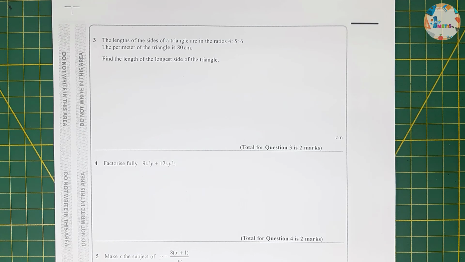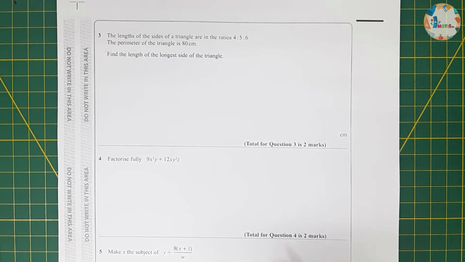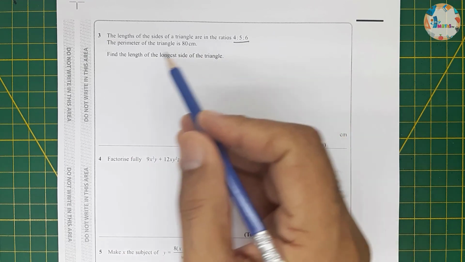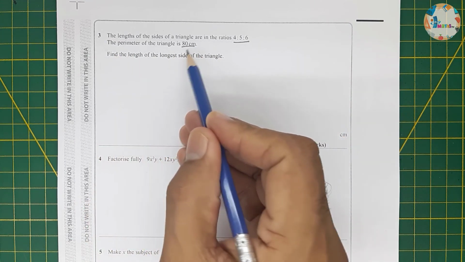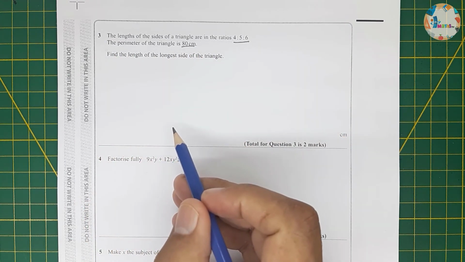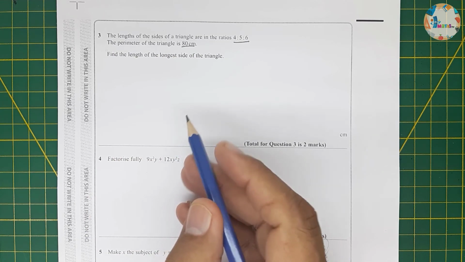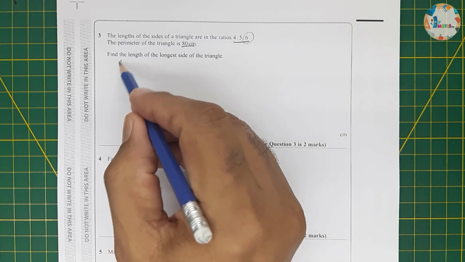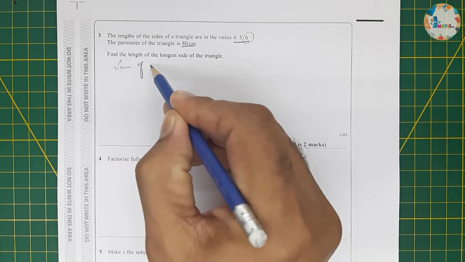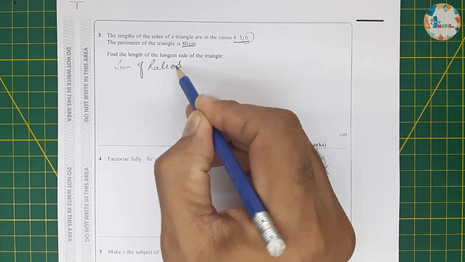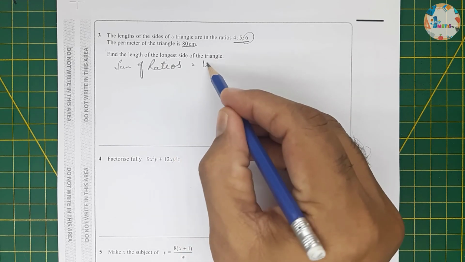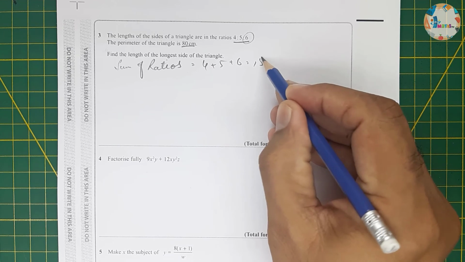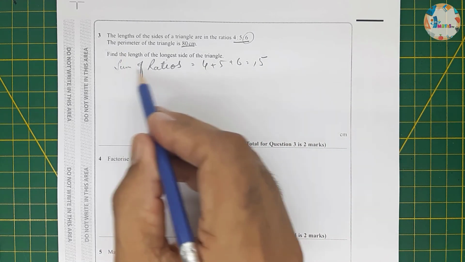Now here comes question number 3. The lengths of the sides of a triangle are in the ratio 4:5:6. The perimeter of the triangle is 80. Find the length of the longest side of the triangle. The longest side ratio is 6, and the sum of the ratios we can write is equal to 4 plus 5 plus 6, which is equal to 15.